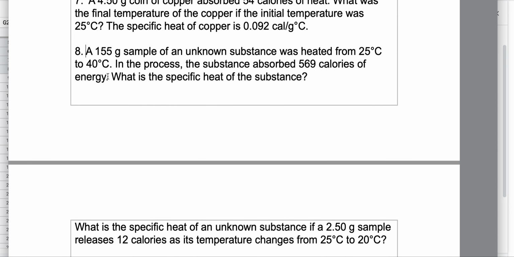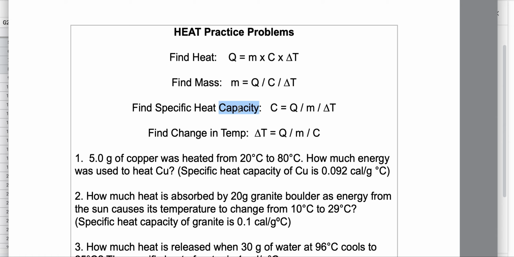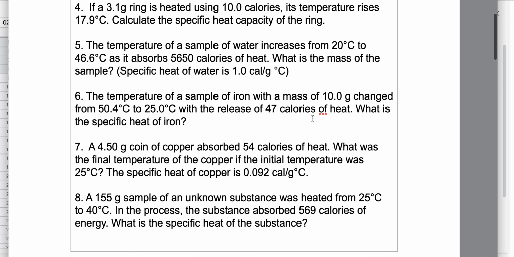All right, in number 8, notice it says, what is the specific heat of the substance? So we are trying to find the heat capacity. We're going to take the heat divided by the mass divided by the change in temperature. Heat, mass, change in temperature, dividing.